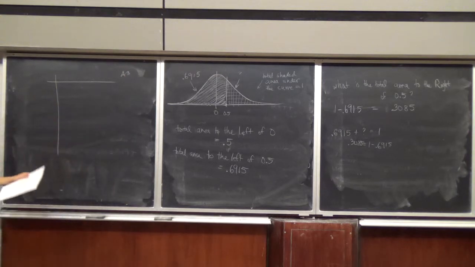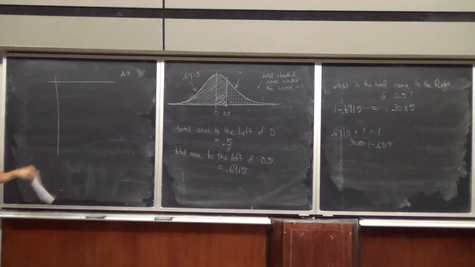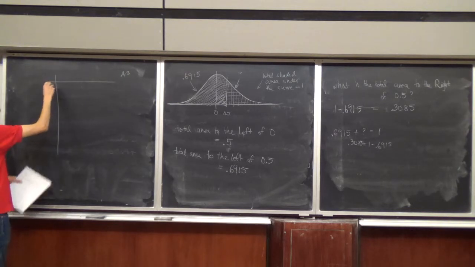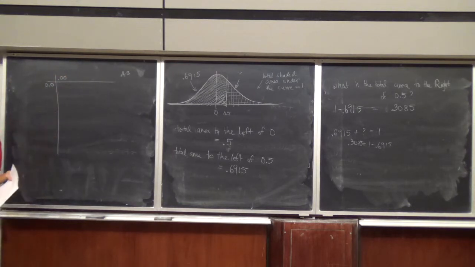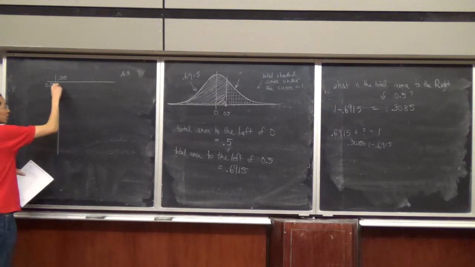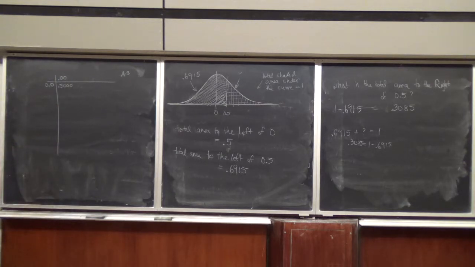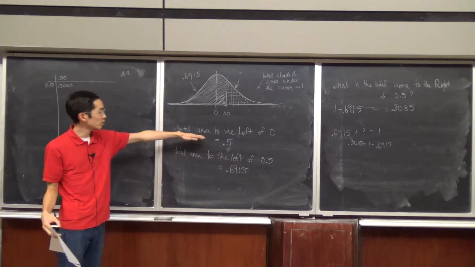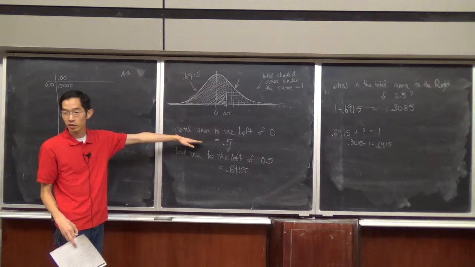This is the positive side of the table. Everything on the table, both sides, will always give you the area to the left of some point. Okay? So in the top left corner, I have 0.0, and the column is labeled 0.00. And the first number that you see is 0.5000. And that is a representation of what we first wrote here. The total area to the left of 0 is 0.5.